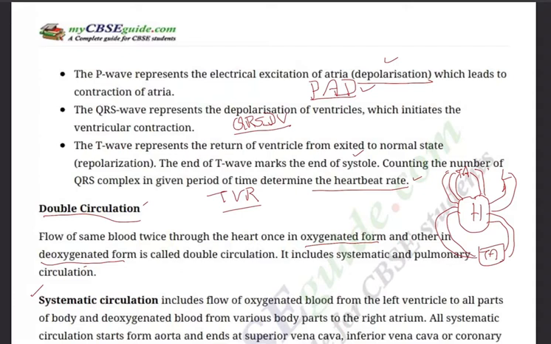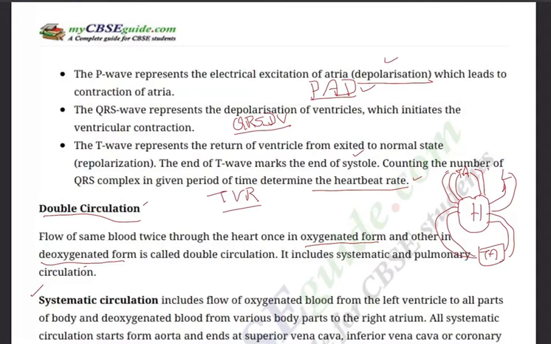The P wave is a small upward wave that indicates depolarization, leading to auricular contraction. It is caused by activation of the SA node, the natural pacemaker. The QRS wave begins after a fraction of a second of the P wave.